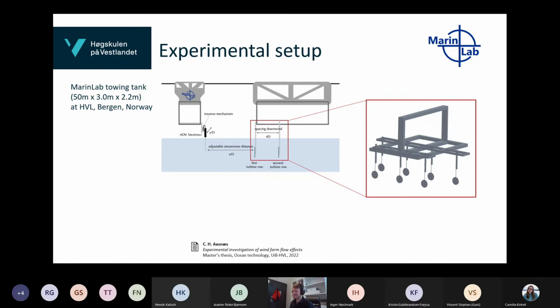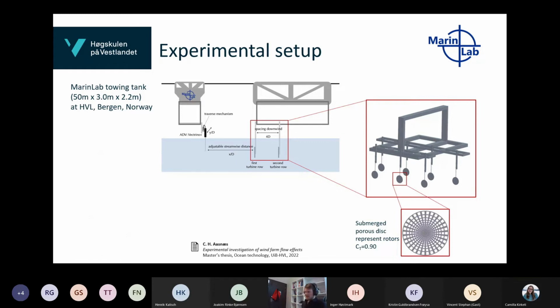This could in reality correspond to a tidal farm of tidal energies, but we can say that this is scalable also to wind farm effects. Then upstream of these single wind turbine rotors, we don't actually use rotors. We are looking at a larger scale, so we're using porous discs with a thrust coefficient of about 0.9 to represent the induction of a wind turbine rotor.